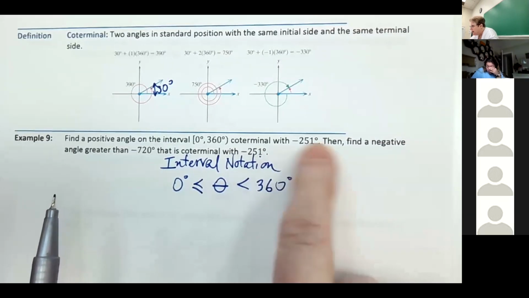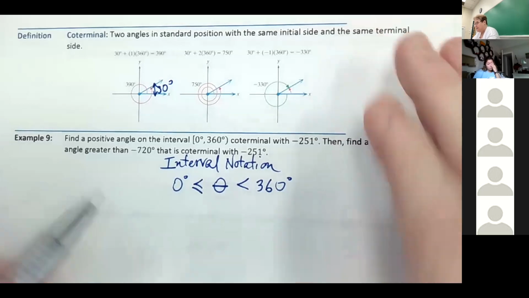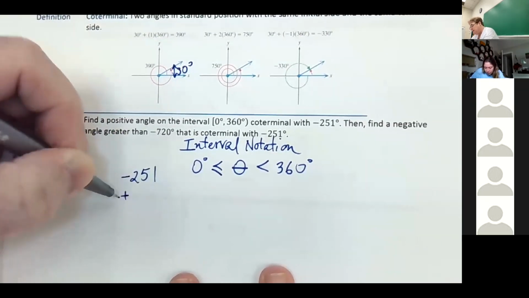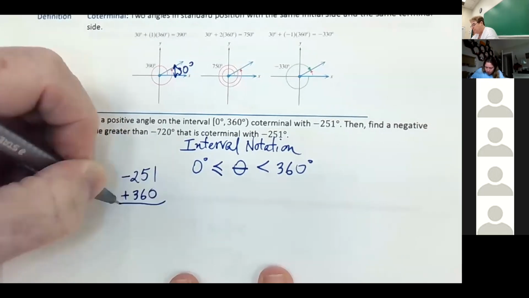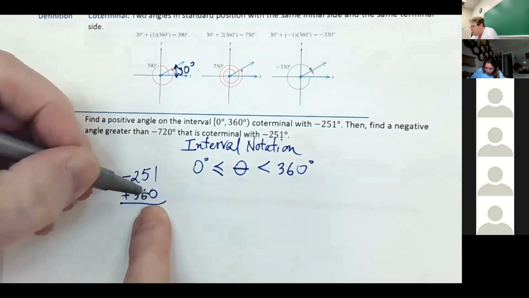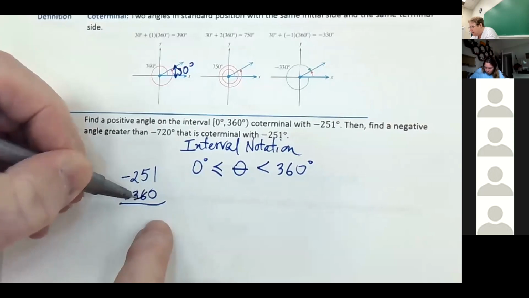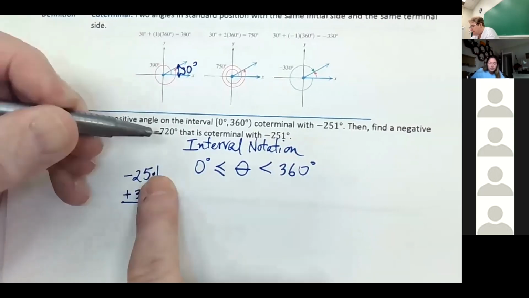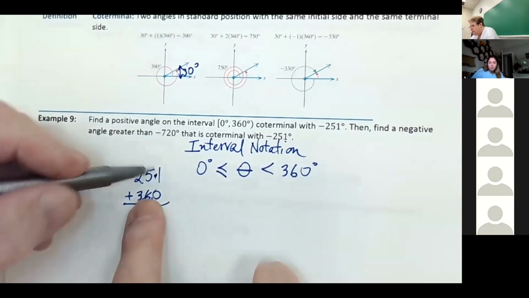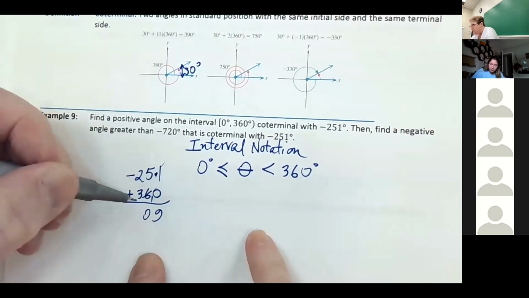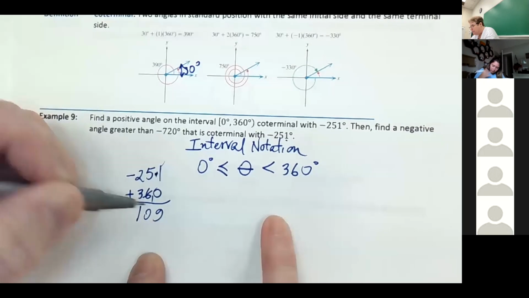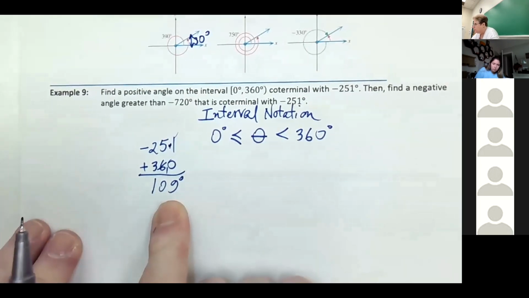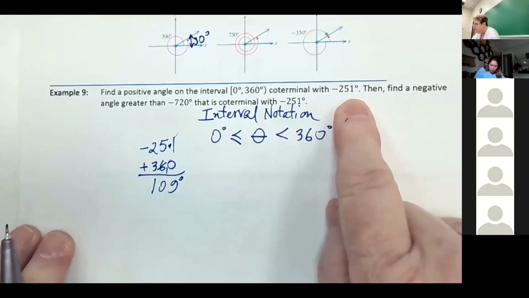Since we're starting negative, that means we add 360. So negative 251 plus 360, and 0 minus, let's see, we've got to borrow. 10 minus 1 is 9. 5 minus 5 is 0. 3 minus 2 is 1. So 109 degrees is coterminal with negative 251 degrees.